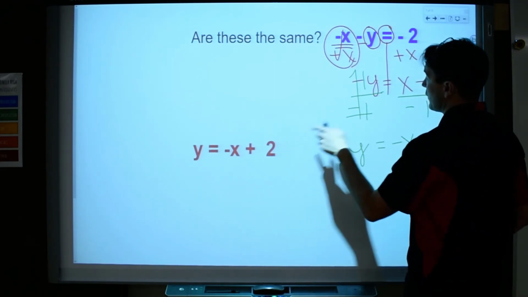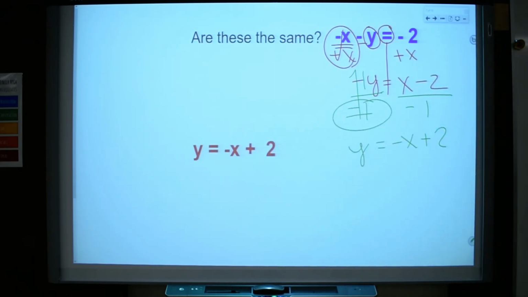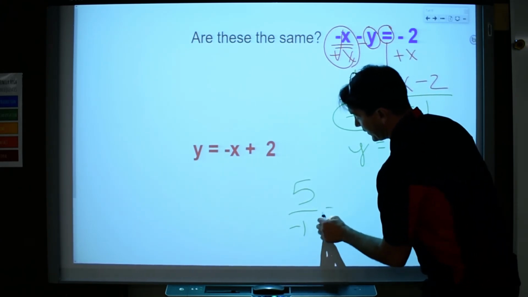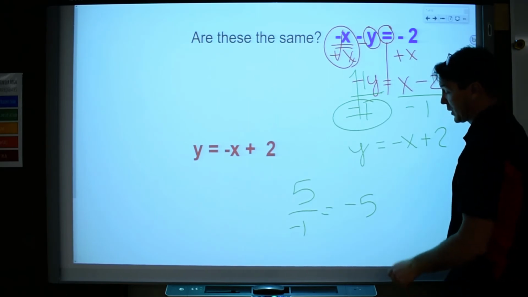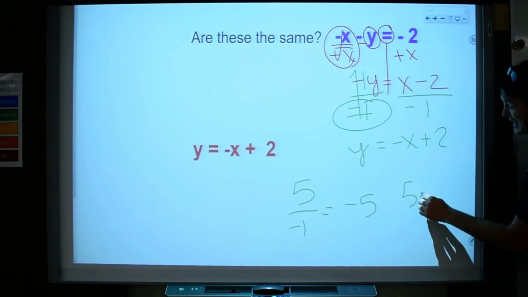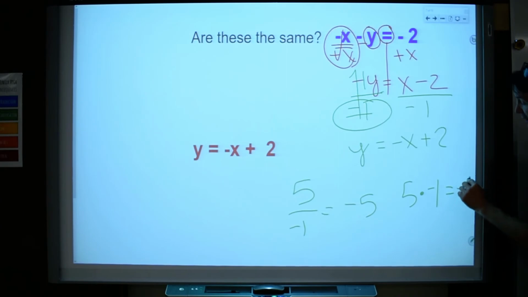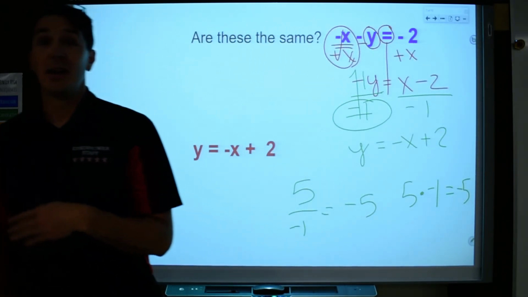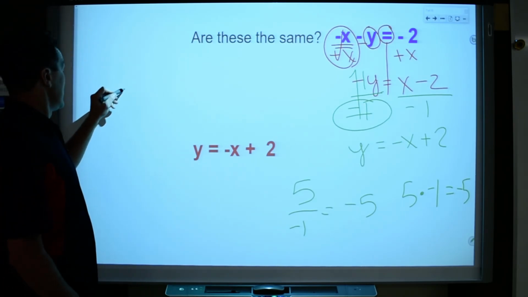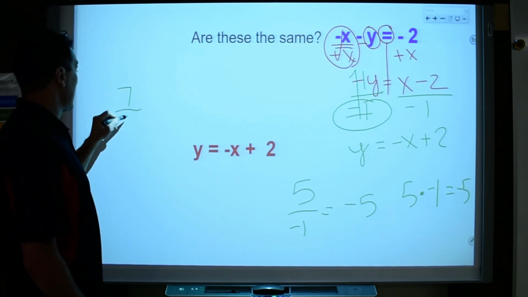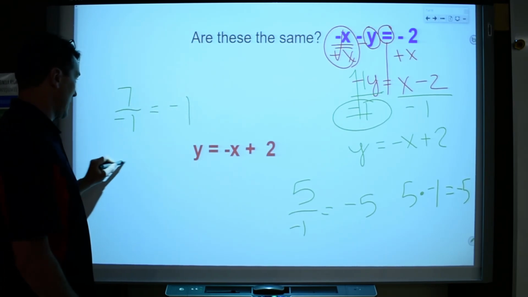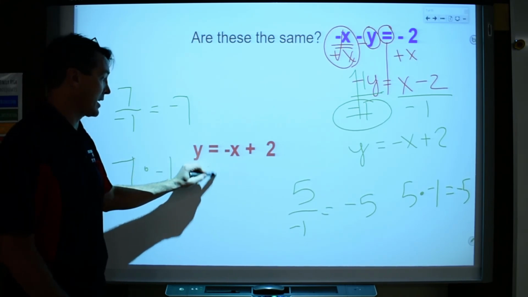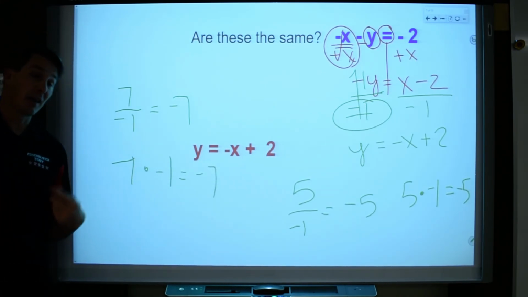Now, we've been doing divide by -1, but let me show you something. 5 divided by -1 equals -5. But guess what else? 5 times -1 also equals -5. It doesn't matter if you multiply or divide by -1, it'll have the same effect. 7 divided by -1 is -7, and 7 times -1 is -7. By multiplying or dividing by -1, it doesn't change the result.